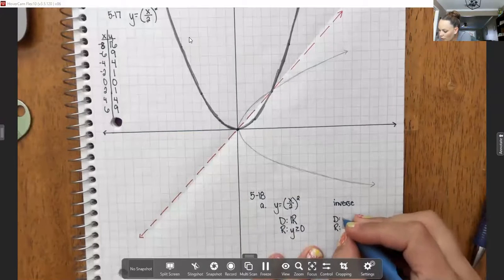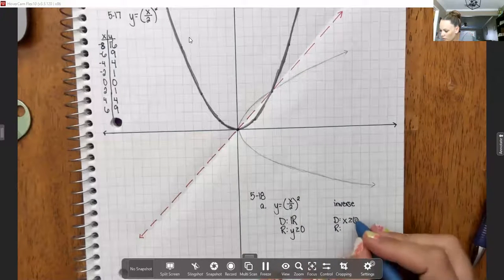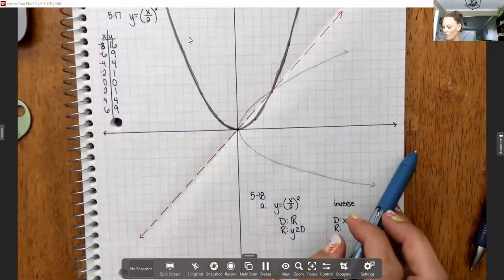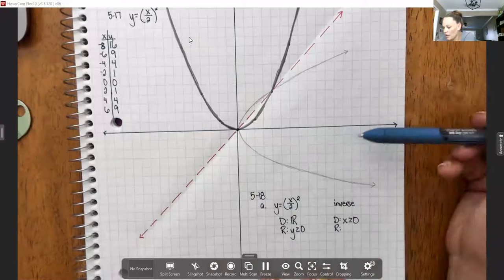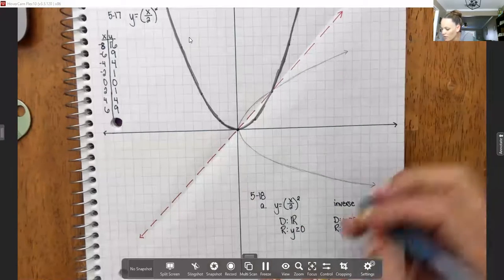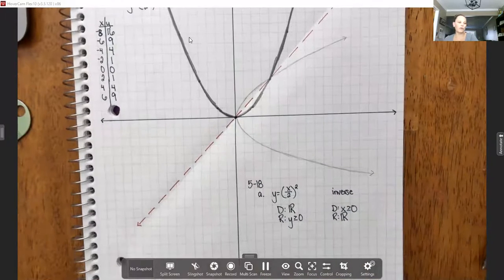So your domain here should be x is greater than or equal to 0, because it goes left, it stops here, then it goes right forever. And then our range is how far down does it go and how far up does it go. So it goes down forever and up forever. So our range is all real numbers.